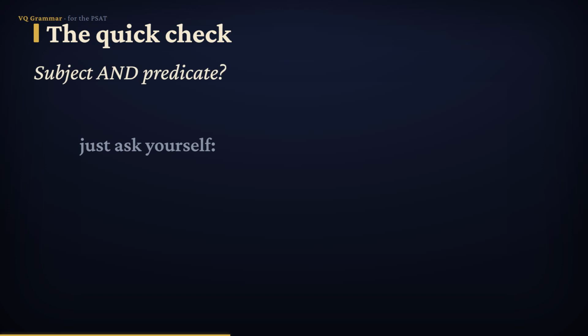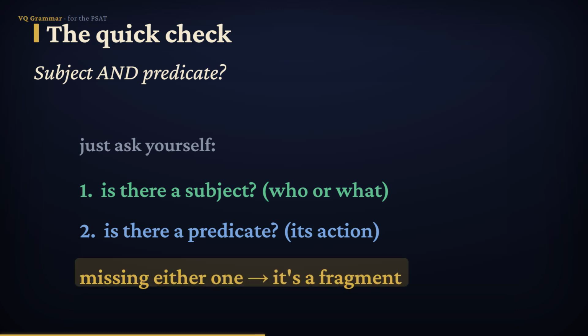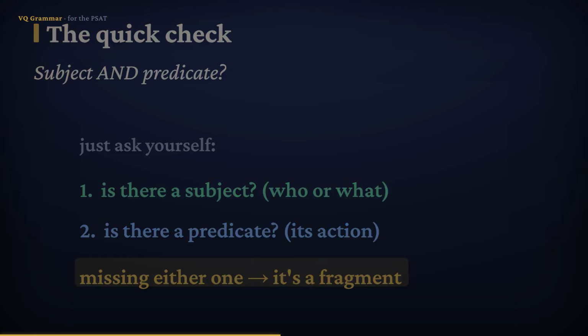So here's your quick check for any word group. First, ask, is there a subject? Is there a who or a what? Second, ask, is there a predicate? Is something actually said about it? If you have both, it's a complete sentence. But if it's missing either one, then it's a fragment. Subject and predicate, both present. That's the whole test. Let's try a few.